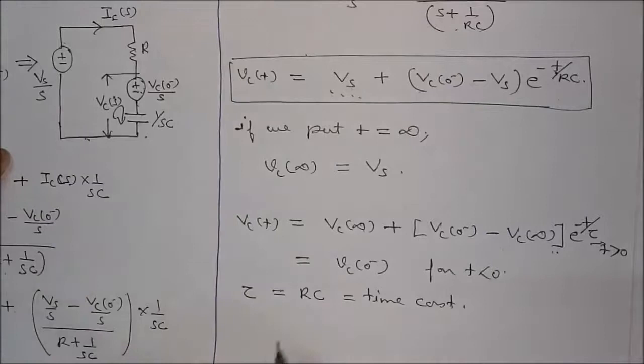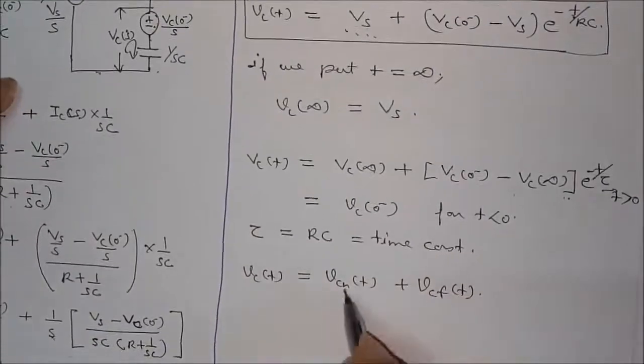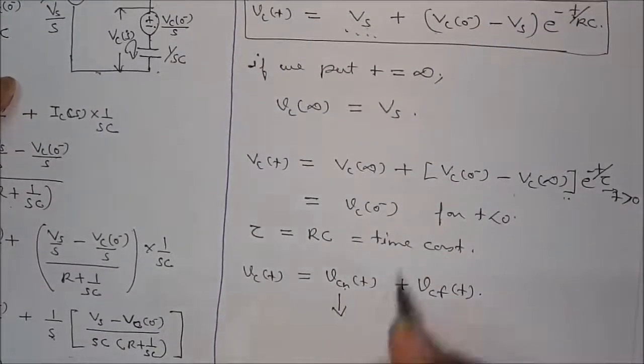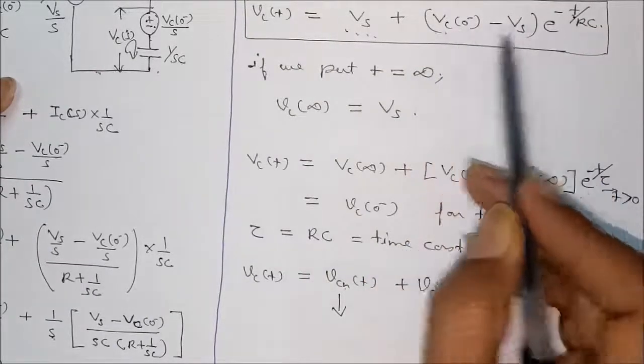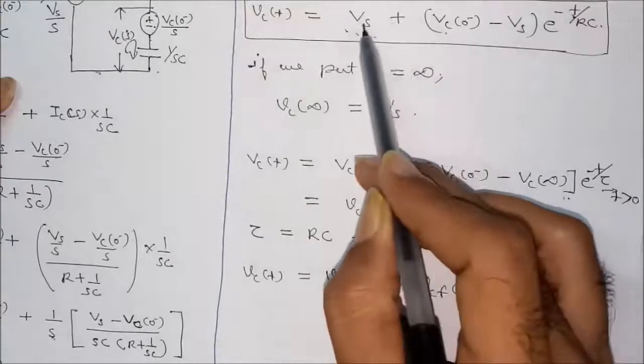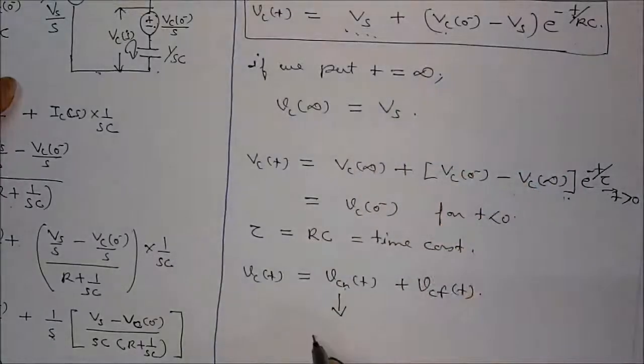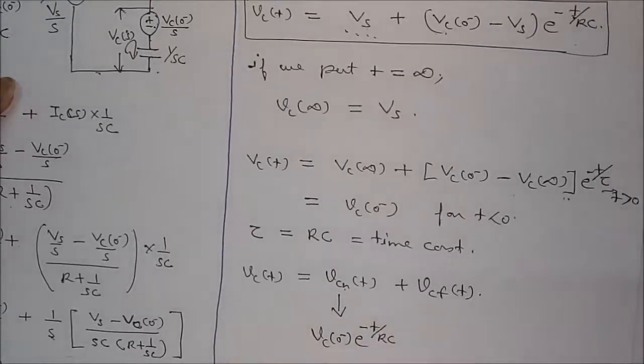So can I write the whole expression Vc(t) is equal to Vcn(t) plus Vcf(t), where Vcn(t) means the natural response? Natural response is always defined with respect to only initial conditions. Then make Vs 0. What will happen? This will be Vc(0) e to the power minus t by RC.